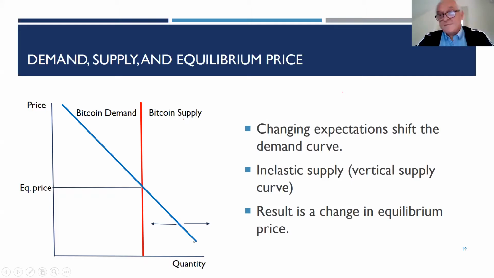As I said, the demand for Bitcoin depends on these expectations: what is the future value of Bitcoin? That's why the demand function is shifting around like mad day by day. And that's why you have these massive price effects, right? Good, let's move on.